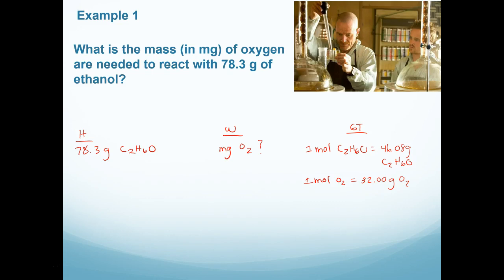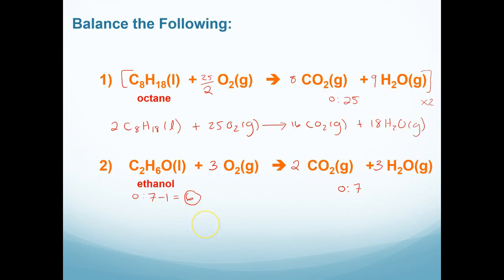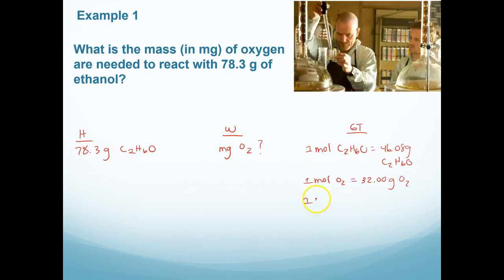So I need that mole ratio. If I go back to my balanced equation, I have that. I am relating my moles of ethanol to moles of oxygen. For every 1 mole of ethanol, we are reacting with 3 moles of oxygen. So let's put that in. For every 1 mole of ethanol, I can say 3 moles of oxygen if I look at my balanced equation.